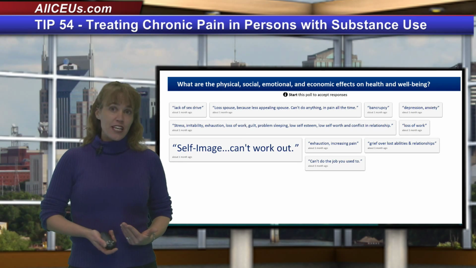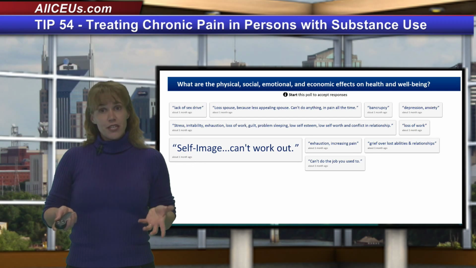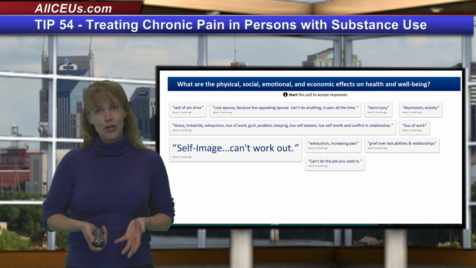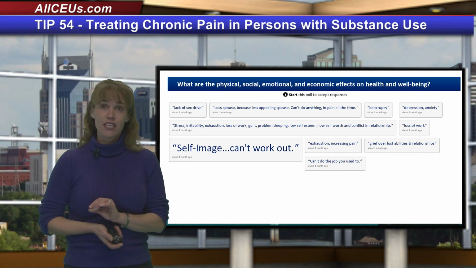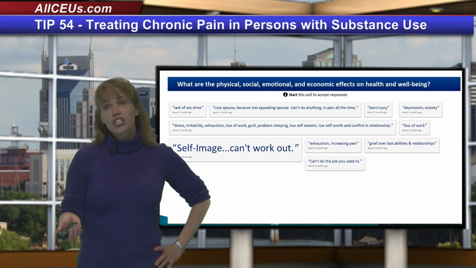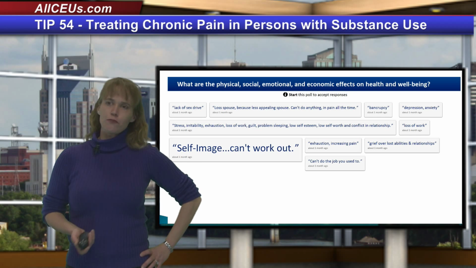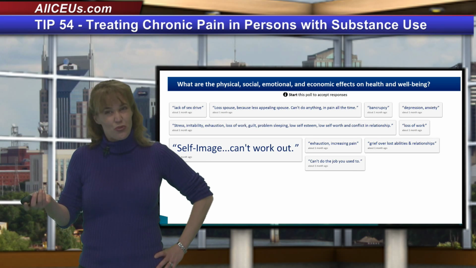So talking with your patients and helping them reconstruct their self-image. There may be a grieving process they have to go through if this pain is not something that we can completely make go away. Exhaustion and increasing pain. If people aren't sleeping, everything seems worse. Sometimes everything is worse.